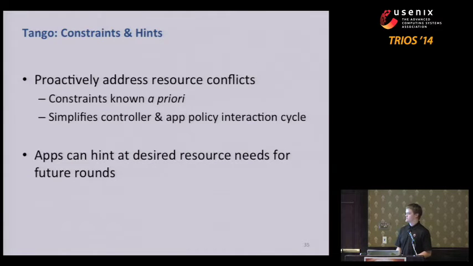In addition, apps can also hint at desired resource needs for future rounds. So if an application notices that it may need a higher bandwidth in the future or a higher network priority in the future, it can request that, and if the user policy allows, it'll incorporate it.